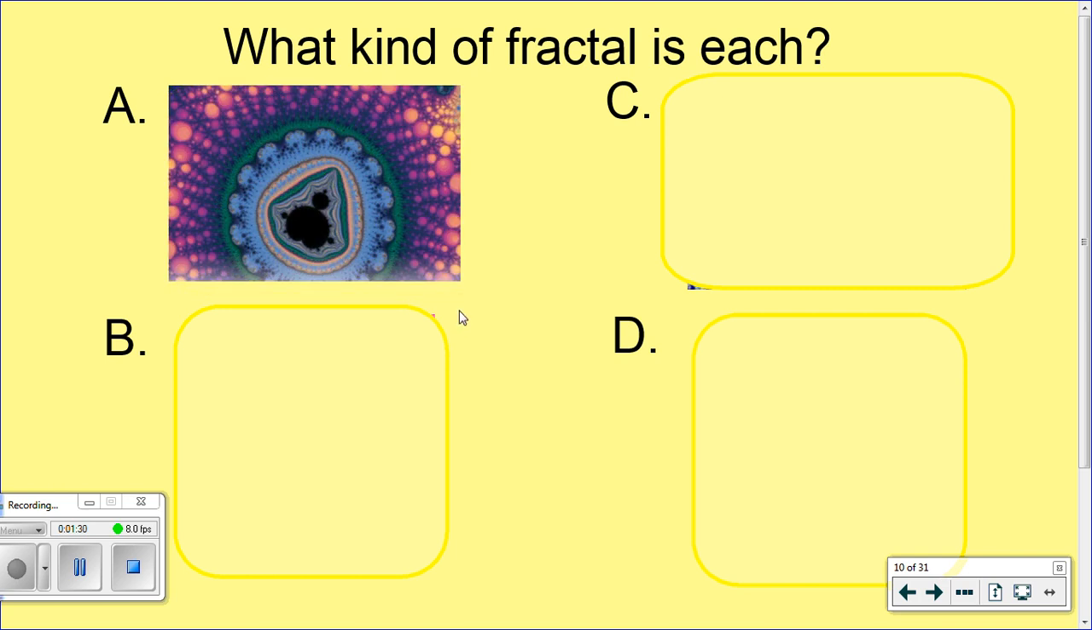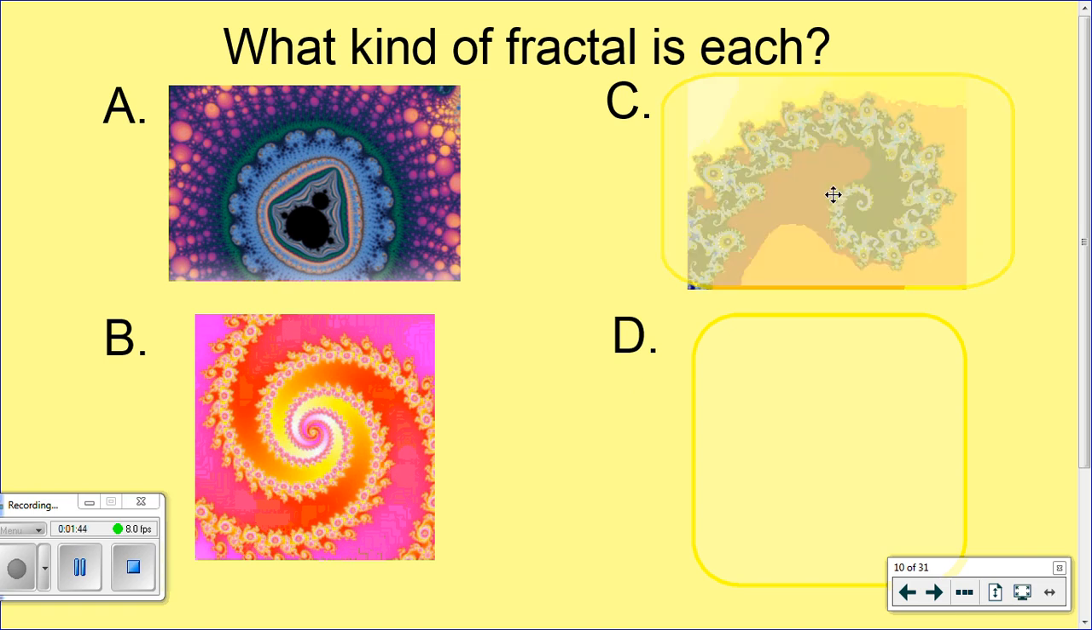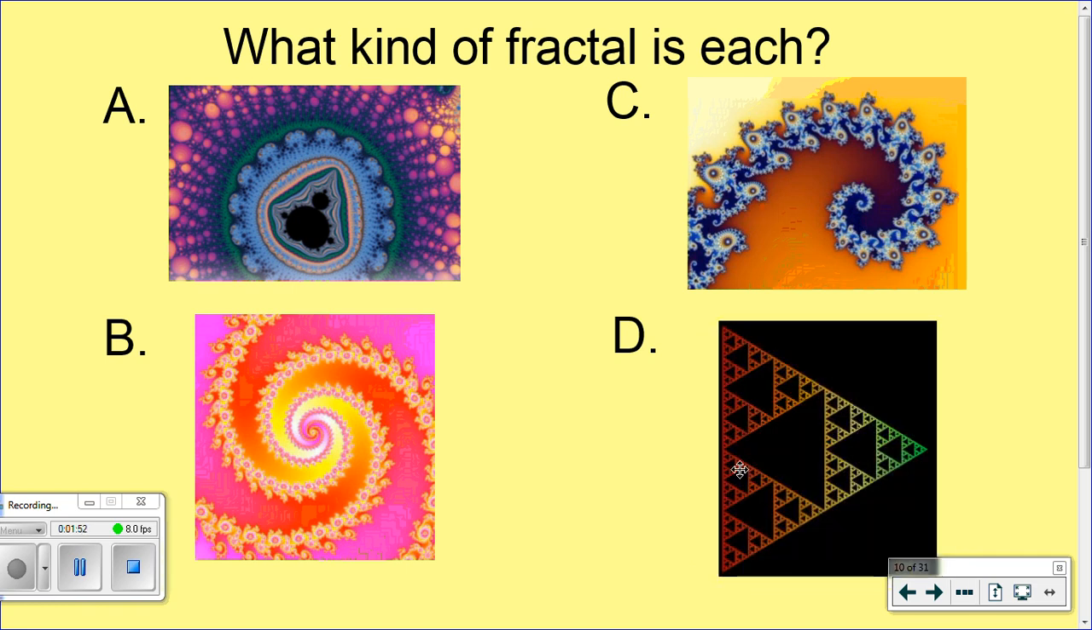Let's take a look. Which would this one be? You see that pattern in the middle, so that's going to be the Mandelbrot set. The swirling pattern, if you even look at the smaller pieces in the larger picture, that's going to be a Julia set. Again, the swirling pattern, it kind of looks like a seashell, right? Called a Julia set. And then this is one that we looked at. This again is called your Sierpinski triangle.